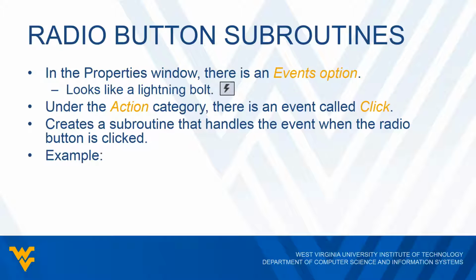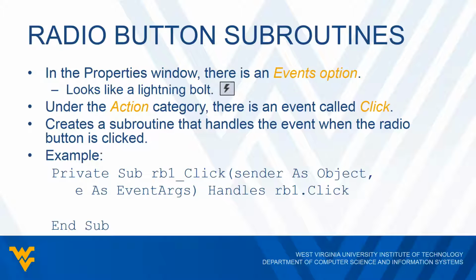So just to give an example of what the subroutine would look like, we'd have something like this. We'd have Private Sub RB1_Click, so maybe RB1 is the name of that particular radio button. We would have parameters, sender As Object and e As EventArgs, which we're not worried about. And then we have Handles RB1.Click. If you remember, we had this Handles keyword before in our subroutines. RB1.Click is the event of clicking on button RB1. And then inside the body of the subroutine, we can decide what we actually do when we click on that particular button.